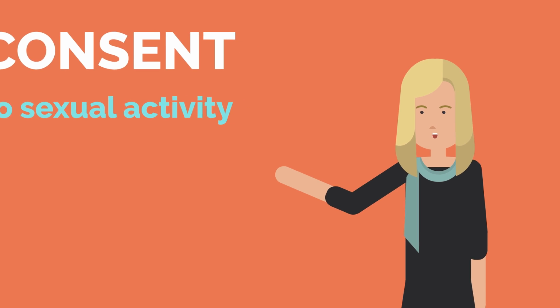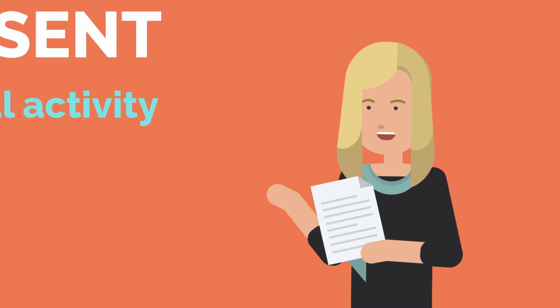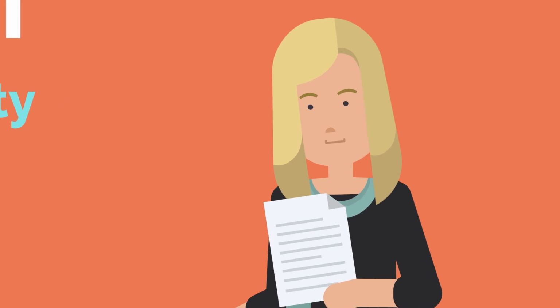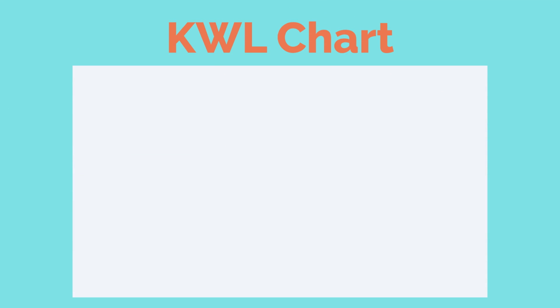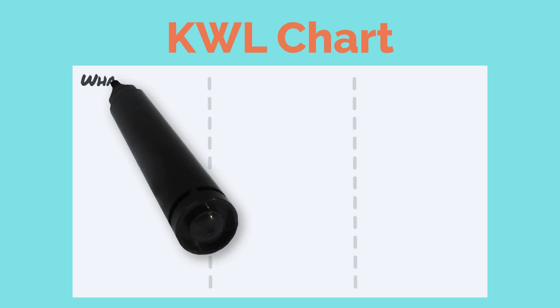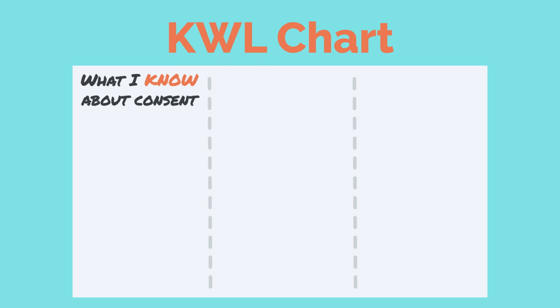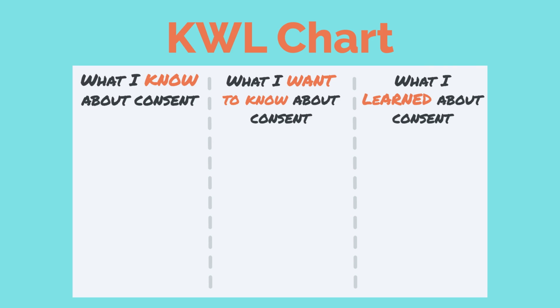To do that, we're going to make a KWL chart. Grab yourself a blank piece of paper and let's make one together. To start off, turn your paper horizontally, like this, and divide it into thirds. Now you should have 3 sections on your paper. At the top of the section on the left, write what I know about consent. At the top of the middle section, write what I want to know about consent. And at the top of the third section on the right, put what I learned about consent.